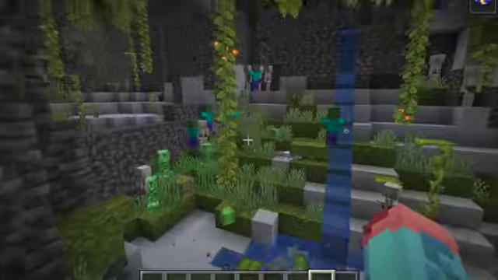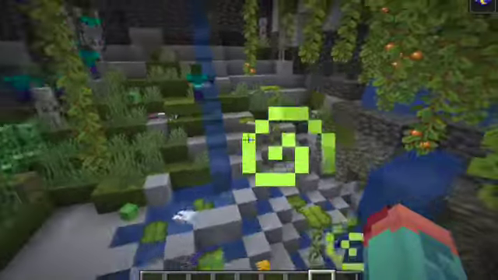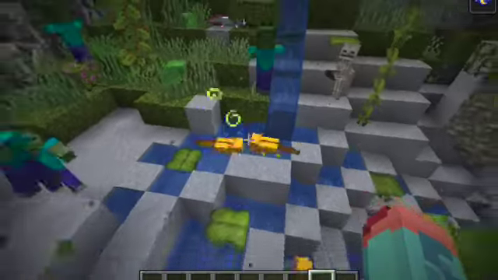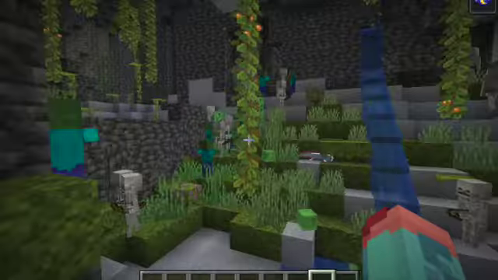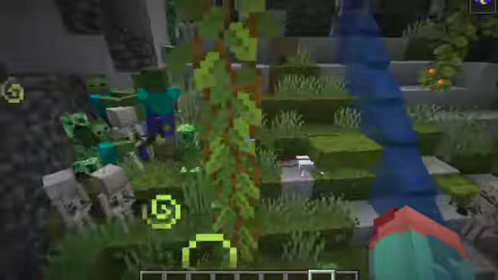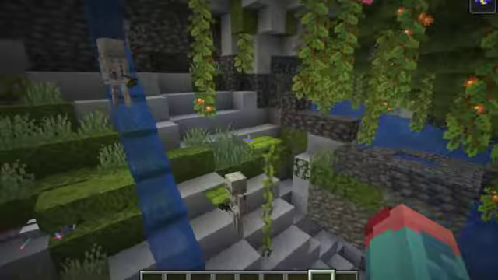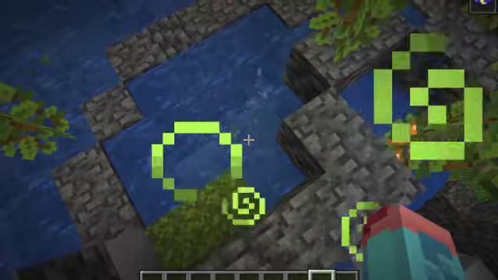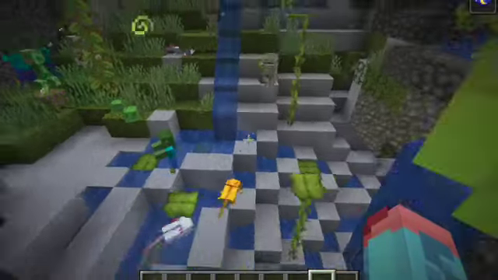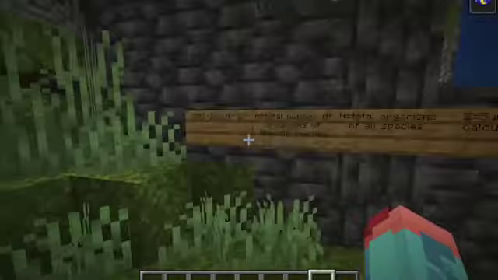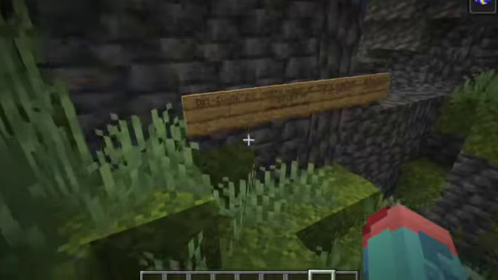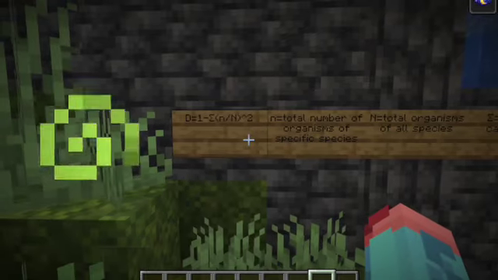So we have 6 different species here, and we have 44 total organisms. We have 7 axolotls, these little salamander dudes. We have 10 zombies, 4 creepers, these bright green ones, and 12 skeletons. We have 8 fish over here, and we have 3 slimes, these small little green dudes. If we plug these values into the formula, we get a final value of 0.82, which means this cave is actually fairly biodiverse because the value is quite close to 1.